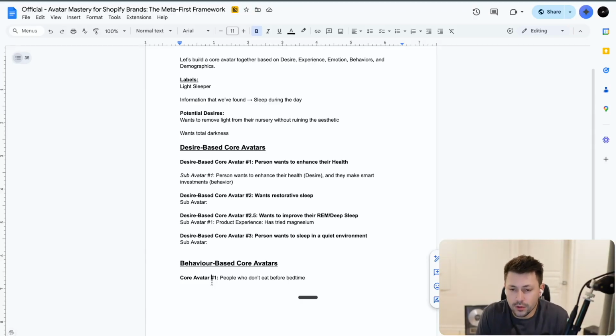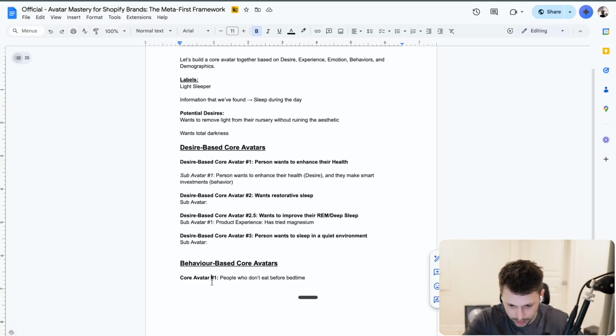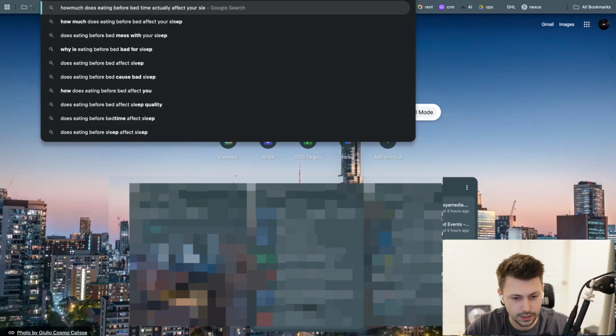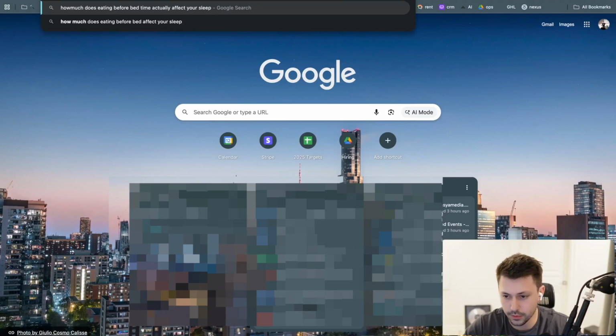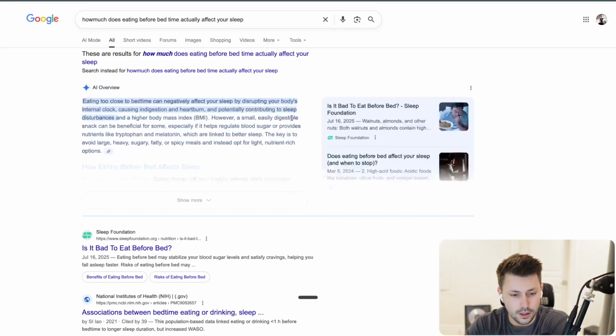But again, what do you do when you see this information? You go and do more research, right? You need to go and do research. So what does research look like? Well, how much does eating before bedtime actually affect your sleep? So I'm going to do a Google. I'm going to do a Claude. Let's see, well, AI overview.